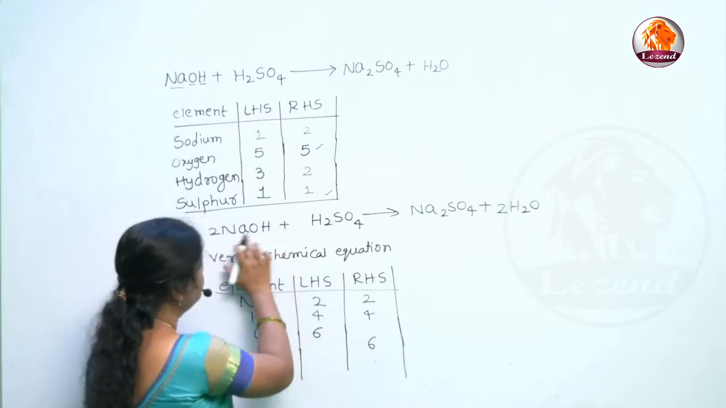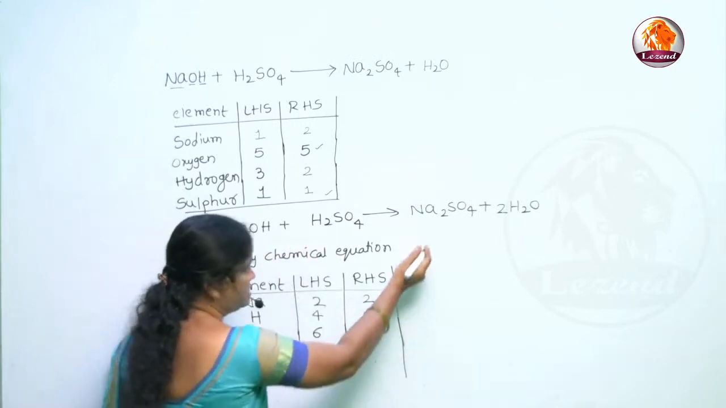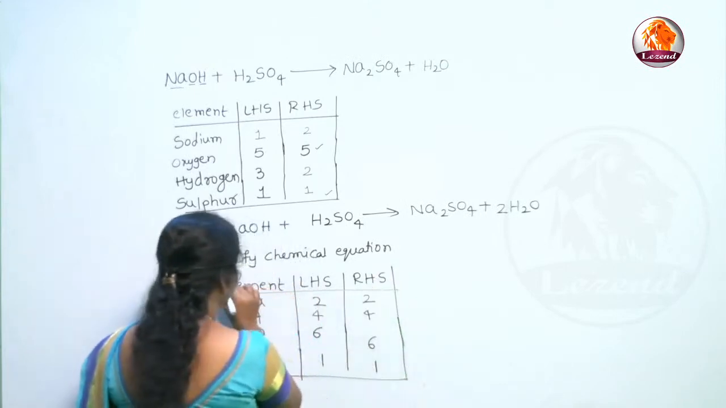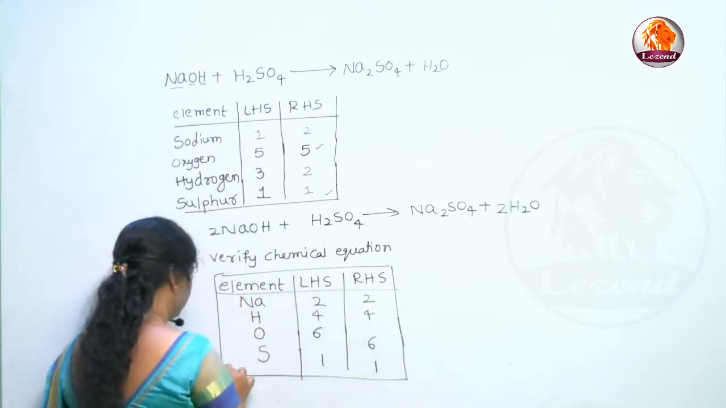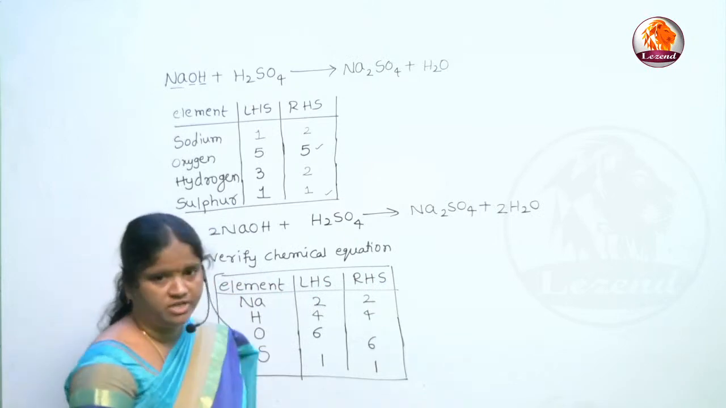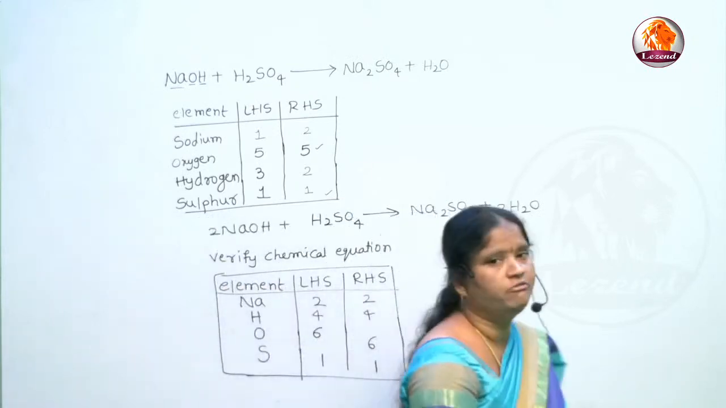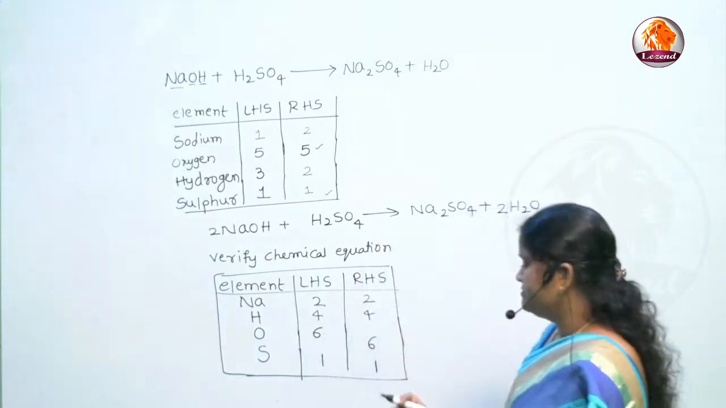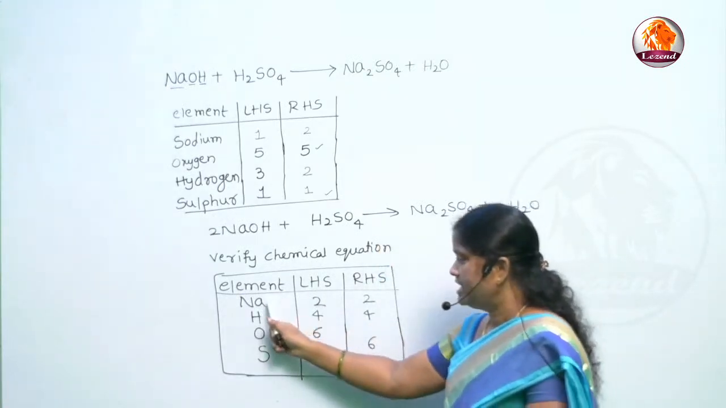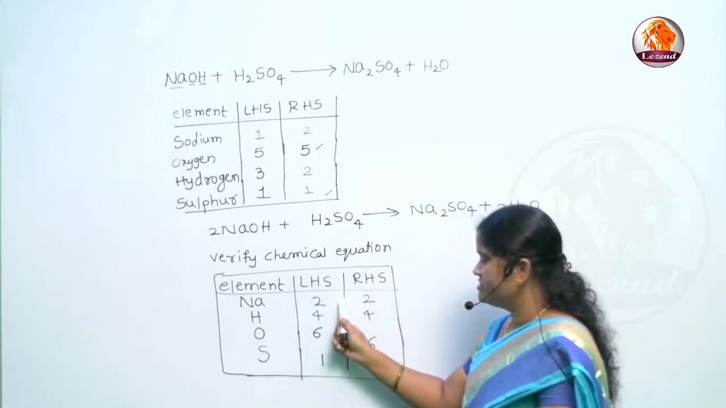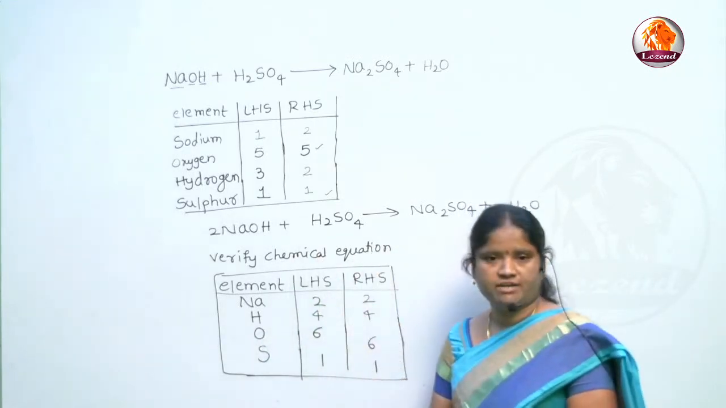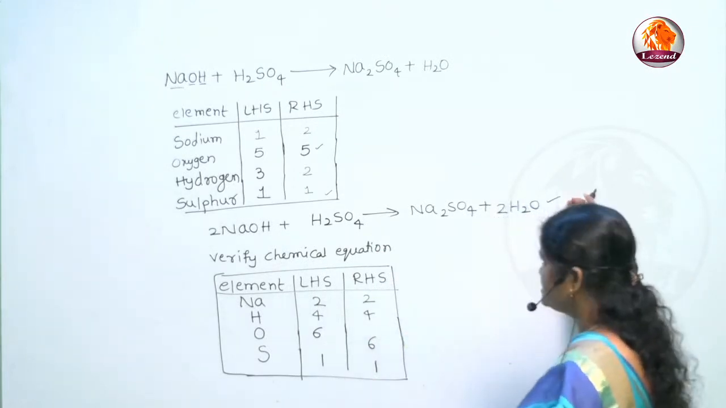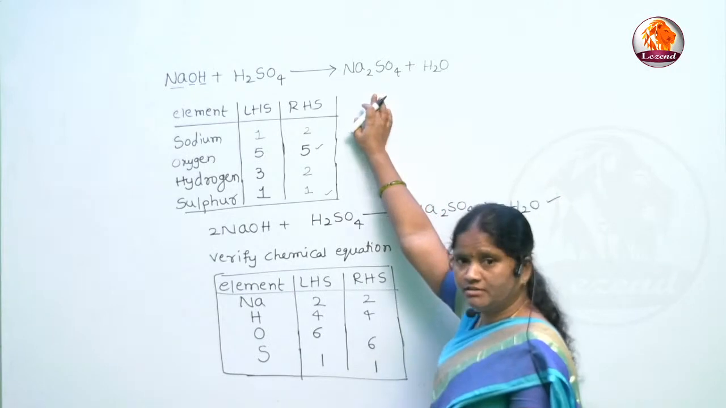Sulfur atoms are there in sulfuric acid, 1 atom, and in sodium sulfate also 1 atom. So look at the table. We verified the atoms of each element on both sides of the given chemical equation. In the last table, if we verify the atoms of each element on both sides of the given chemical equation, we get the same number of atoms of each element involved. Then we can verify that the given chemical equation has balanced. Okay, now this is the balanced chemical equation for the given chemical equation.